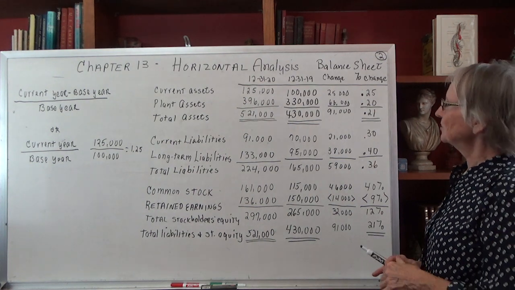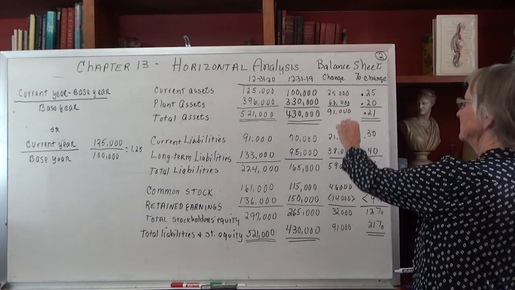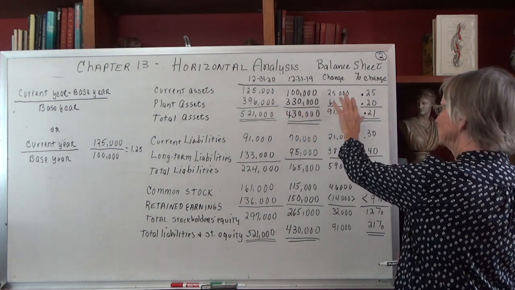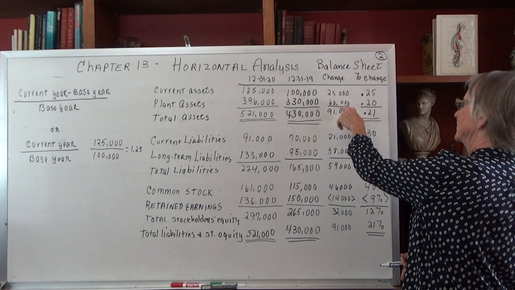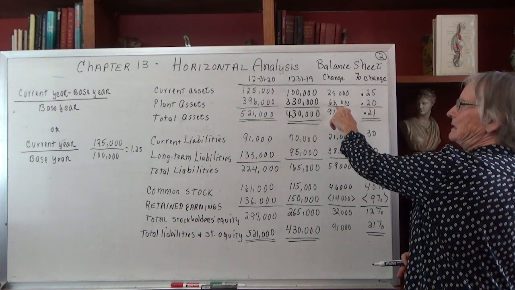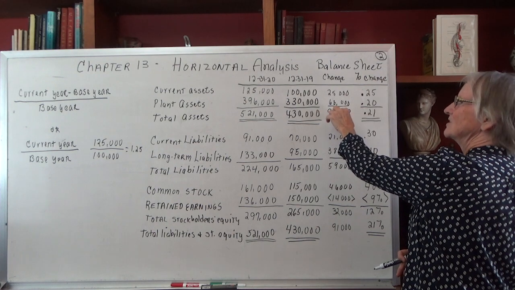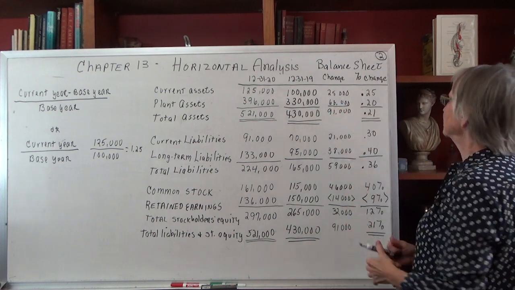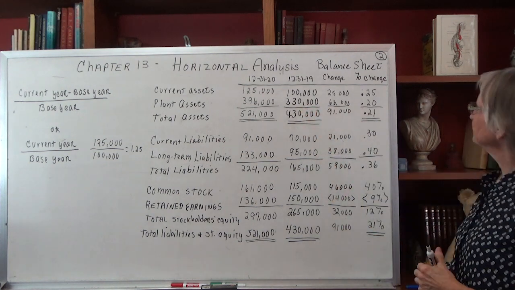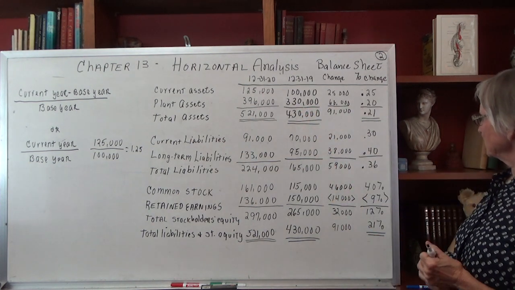Okay, so we would do that for each item. You get the actual change, current year minus the base year, and then each time you're dividing the current year minus the base year by the base year. So you're taking the change divided by the base year. Okay, so now let's look at this and see what happens.